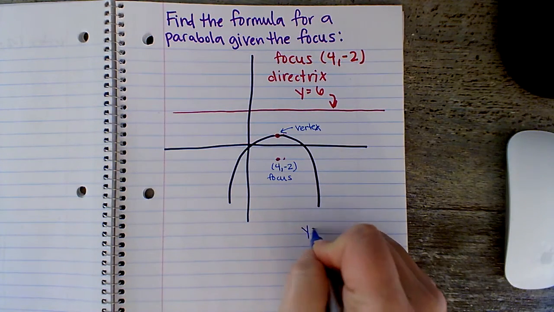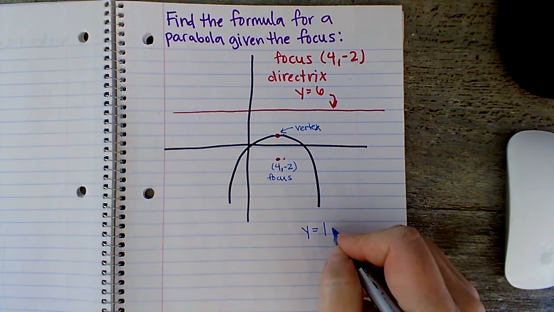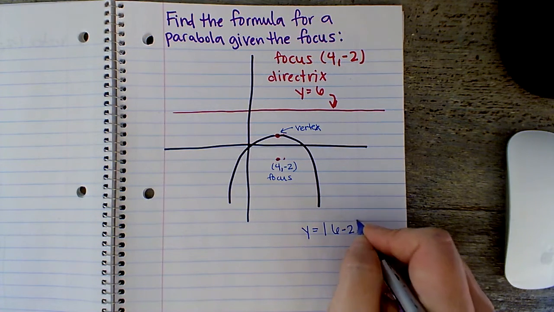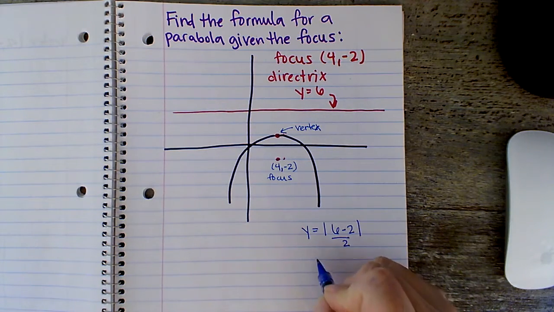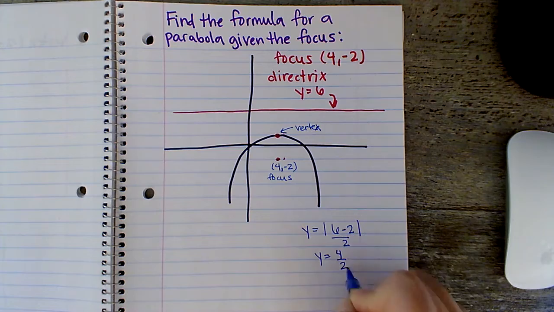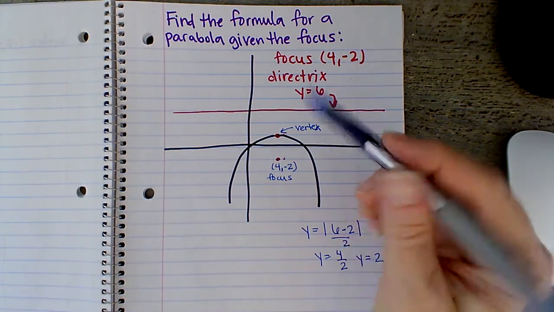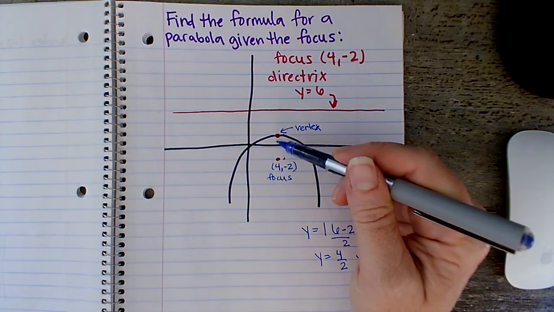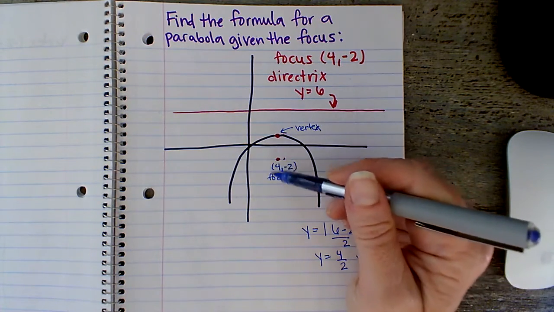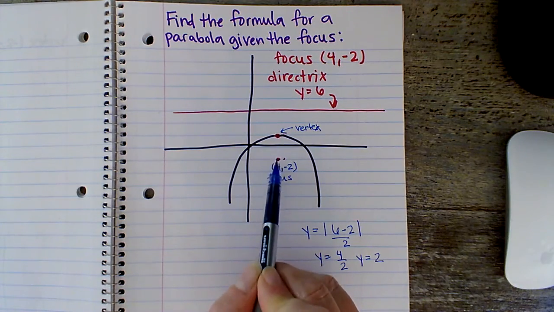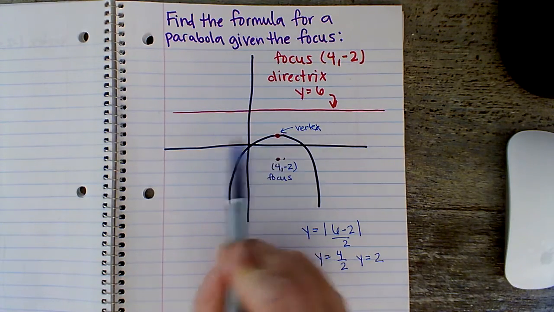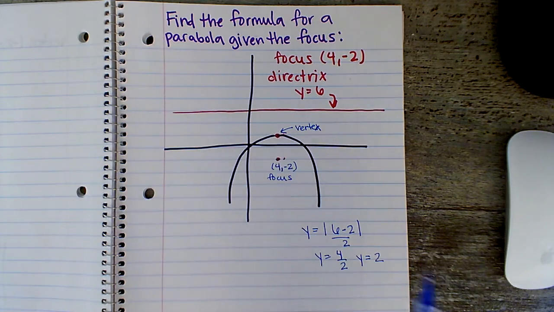So my new y-coordinate is going to be the absolute value of 6 minus 2, and then I'm going to divide that by 2. Well, 6 minus 2 is 4, so y equals 4 divided by 2. So my new y-coordinate is going to be 2, which means it's basically just going to go up to 2. Now my x value doesn't change in this scenario because look, my vertex is just going to go up from here, but it's never going to go left or right in this case. So my x coordinate is going to stay the same.